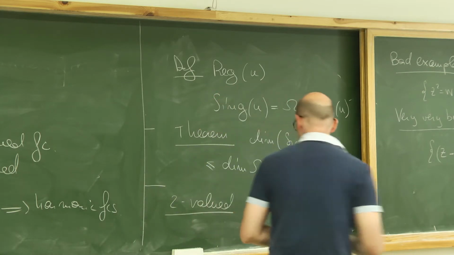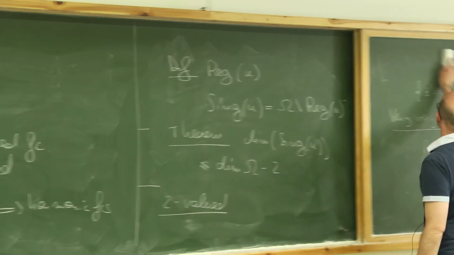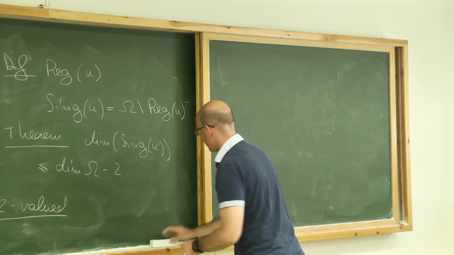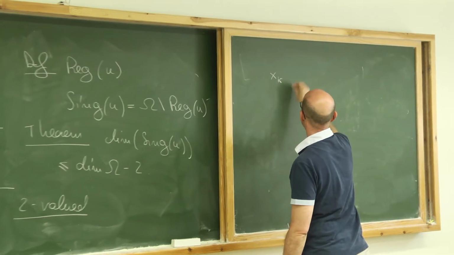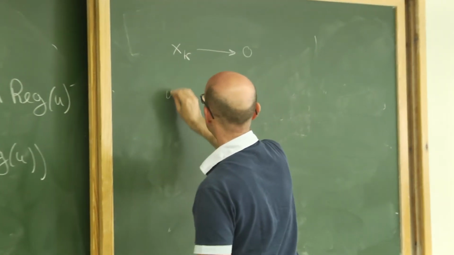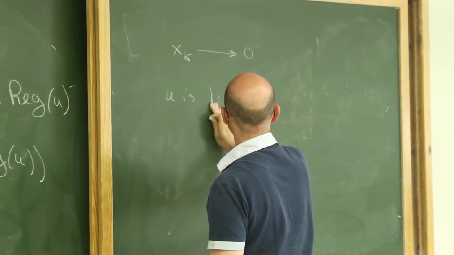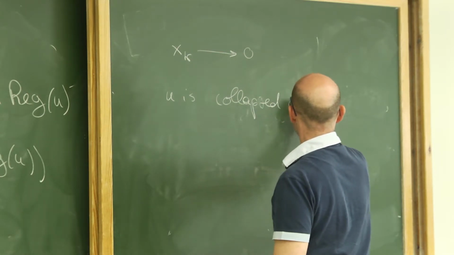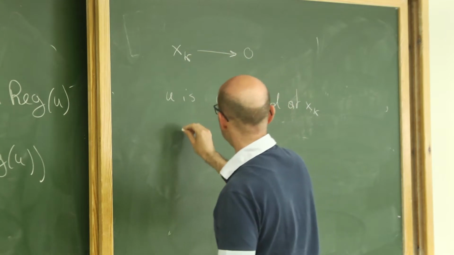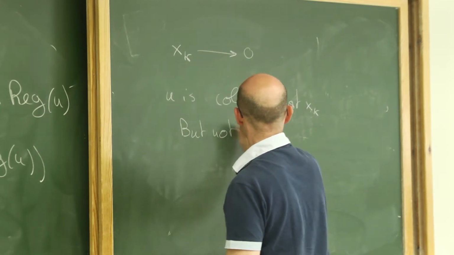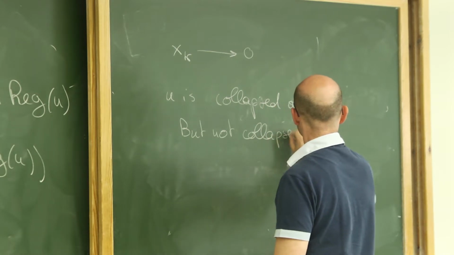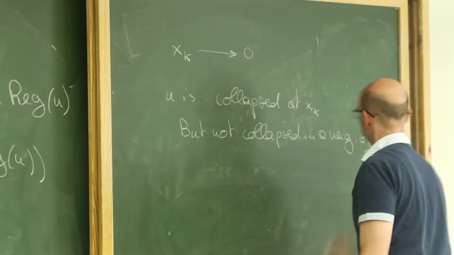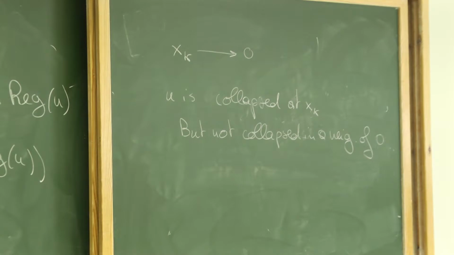So what is your enemy, therefore? Your enemy is a sequence of 2-valued points xk converging to 0, so that u is collapsed at xk, but not collapsed in a neighborhood of 0. So you would like to analyze this situation.